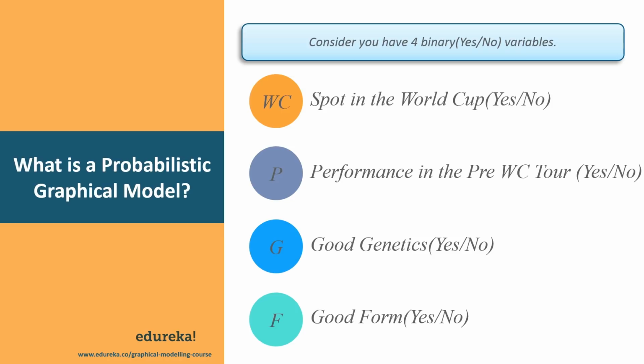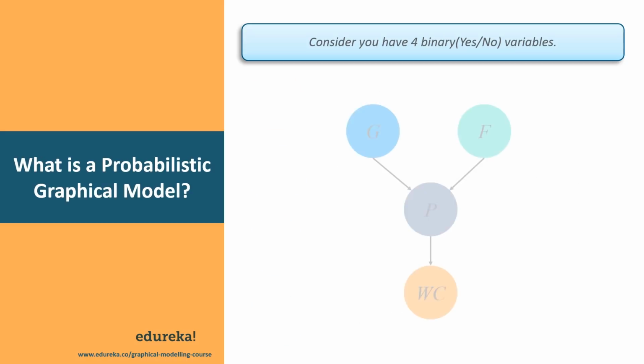So we have 4 variables here. First one being the spot in the World Cup. Second being performance in the pre-World Cup tour. I'm considering the Australian tour. Then we have good genetics, and finally good form or practice. So when I talk about graphical models, I'm talking about solving problems like these. Here I'm going to give you a little insight on how these selections work.